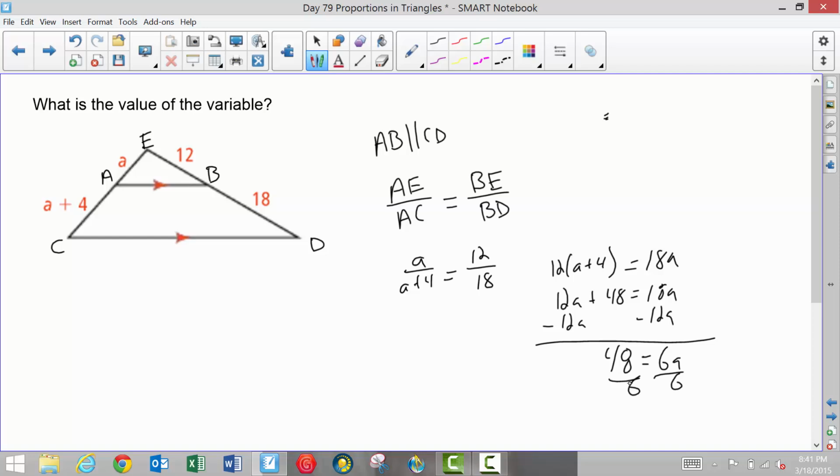So again, it only works with triangles when you have a segment that's parallel to a side. I forgot to put A equals 8. There you go. Then I can also find my side lengths. So therefore, AE is equal to 8. AC is 8 plus 4, which is 12.